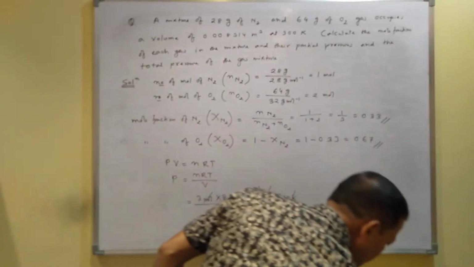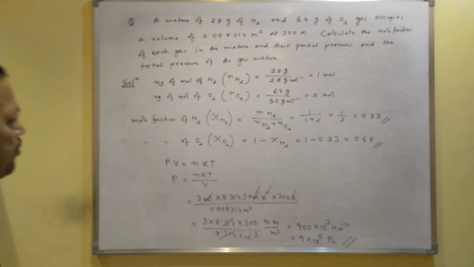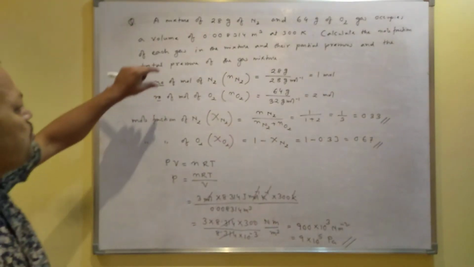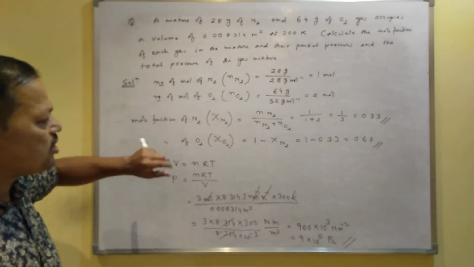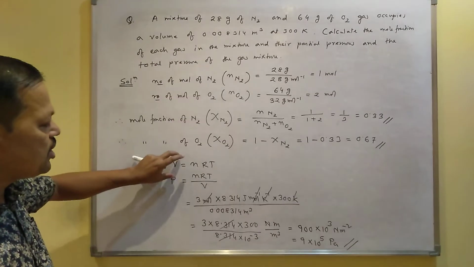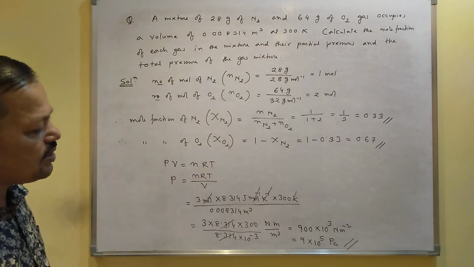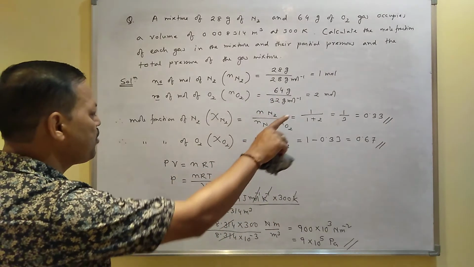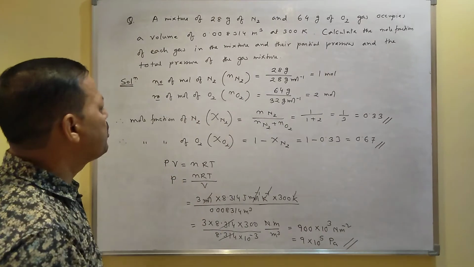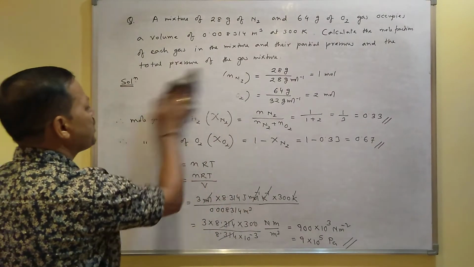Now we will determine the partial pressure. So first you determine number of moles. After determining number of moles, you can find out mole fraction. After determining mole fraction, you determine the total pressure by using the ideal gas equation. And when you get the total pressure, just multiply mole fraction with the total pressure, you will get the partial pressure of the gas.